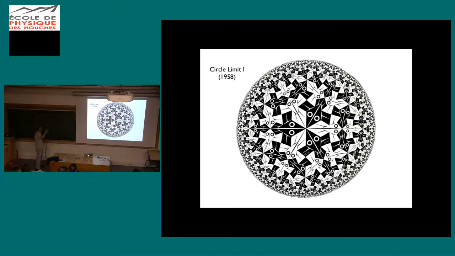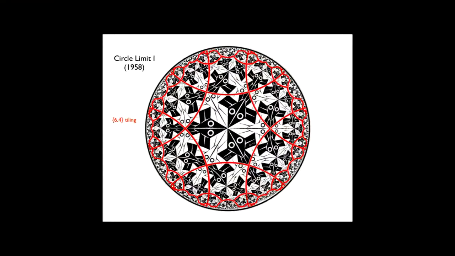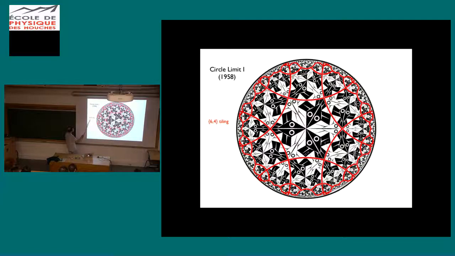Now, this is a print by Escher called Circle Limit 1, and it has these fish-shaped objects, black and white. And what he did is he built this on a scaffolding built from a 6-4 tiling. So he's using hexagons meeting 4 at a vertex. So this is Escher's use of tiling of the Poincaré disk to produce a piece of art.